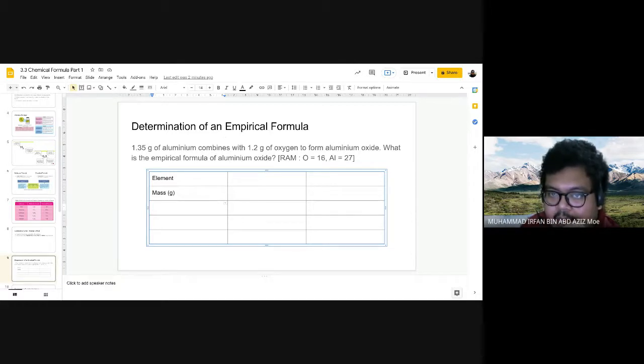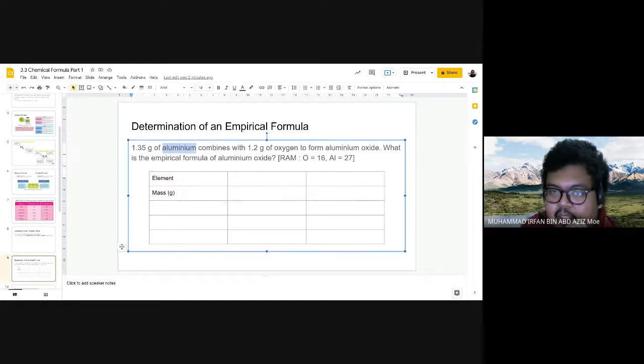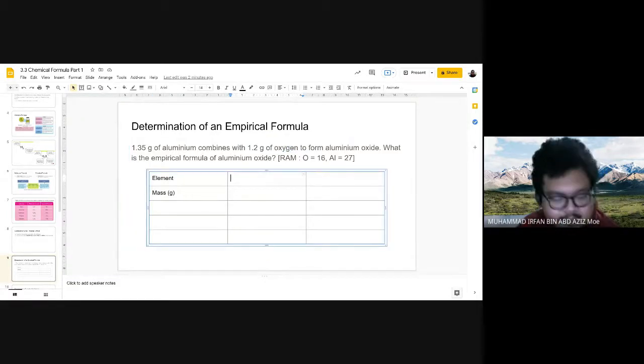In this question we have aluminium and then oxygen. So we only have 2 column, kalau actually 3 kalau tambah dengan description belah kiri ni. But if you have 3 or 4 elements, kita akan tambah lagi column. So the first thing adalah we write dulu the element symbol. We have aluminium. The symbol for aluminium apa dia?